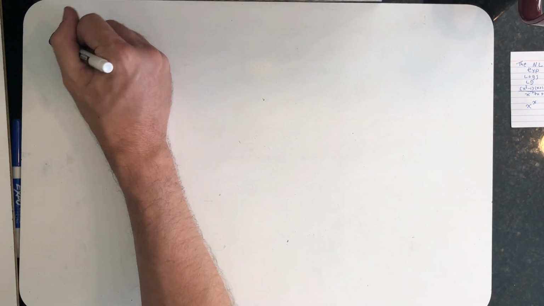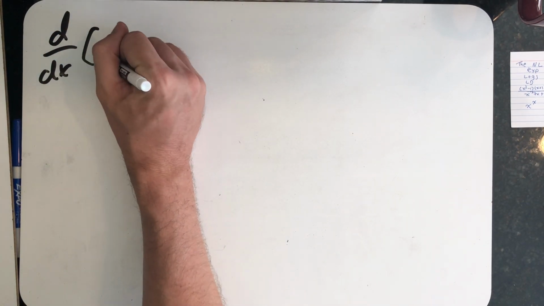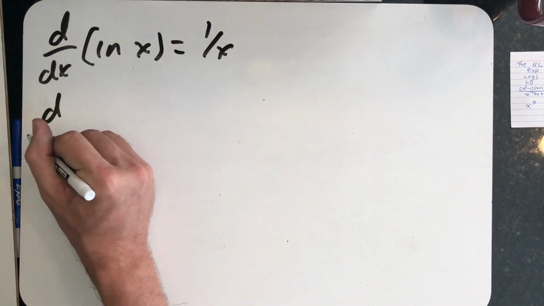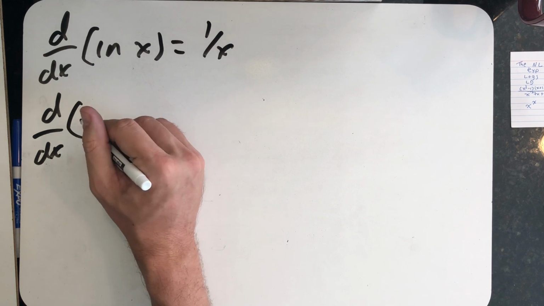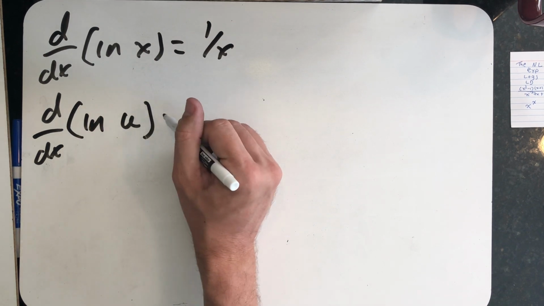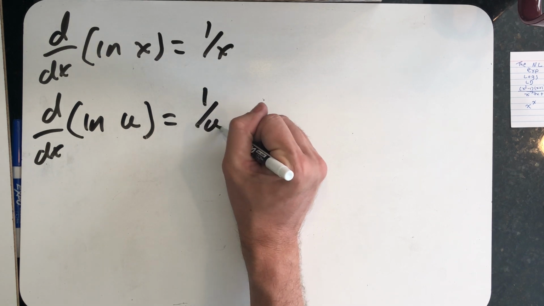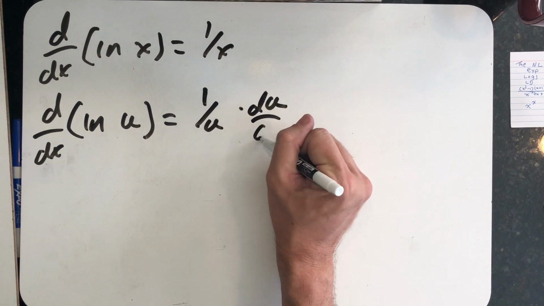So now, if I have that as a rule, I could then imagine the situation where instead of the natural log of x, I had the natural log of a function. Using the chain rule, that derivative would be 1 over u times the derivative of u.